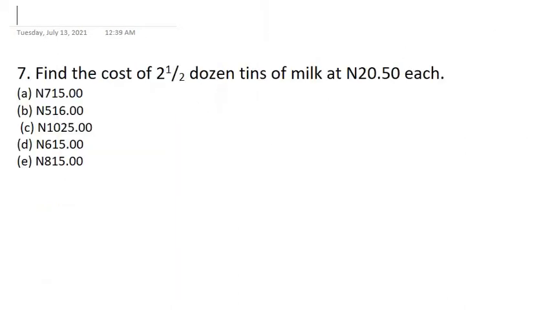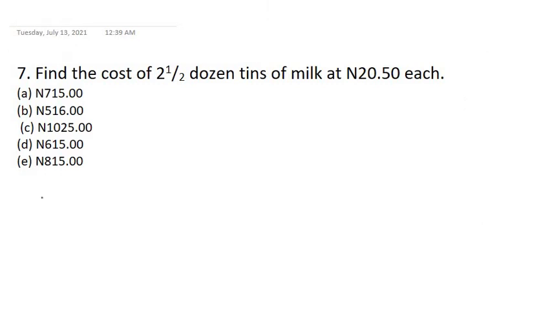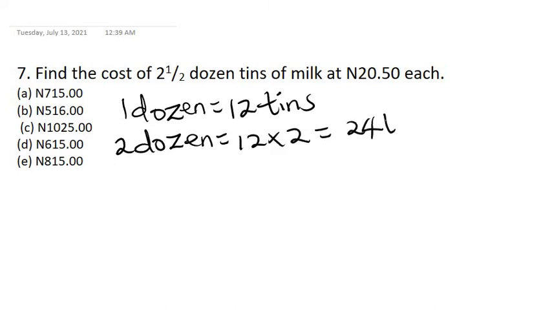Question 7. Find the cost of 2.5 dozen tins of milk at 20 naira 50 kobo each. 1 dozen will give me 12 tins. Don't forget that. So 2 dozens equals 12 times 2, which is 24 tins.